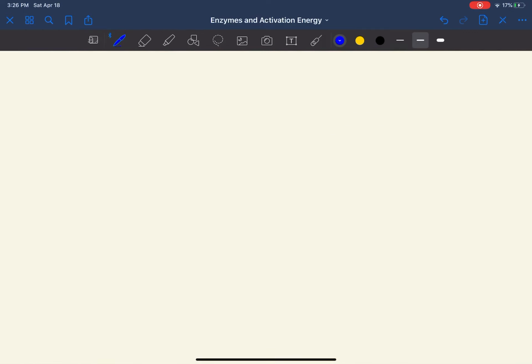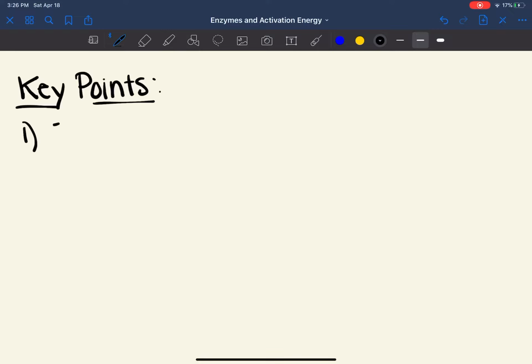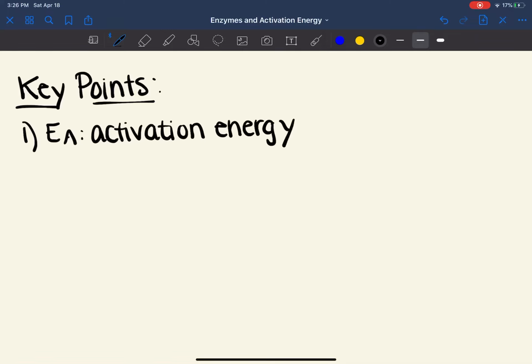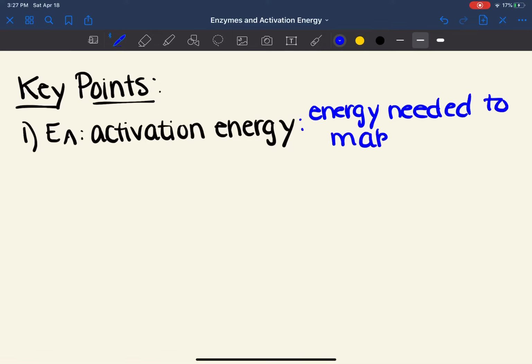So let's go through some key points here. Okay, we are almost done. The first one, E of A, stands for activation energy. And this is the energy needed to make the reaction happen.